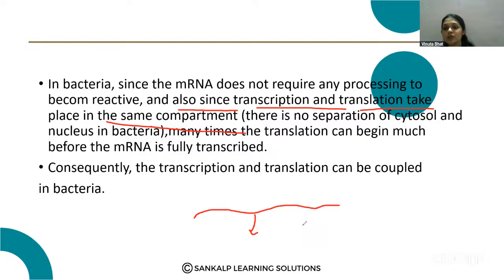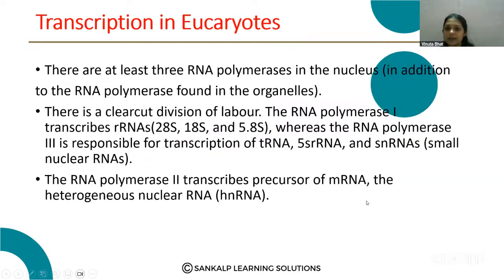But in eukaryotes, the RNA again undergoes some processing. So how does this process happen in eukaryotes? Same thing, but it has some complexities. The same process happens in transcription, but there are at least 3 RNA polymerases in the nucleus that are involved.